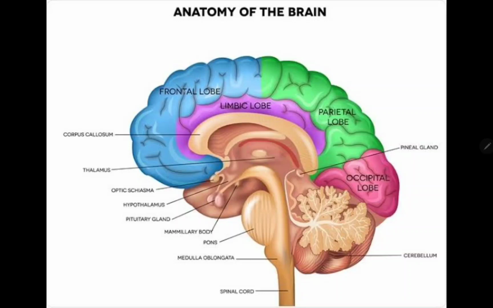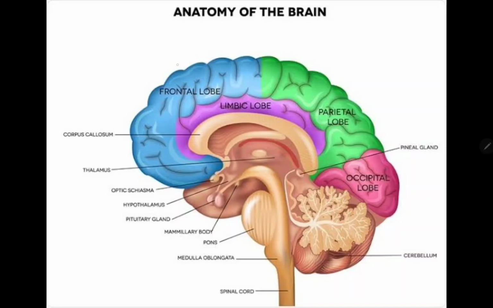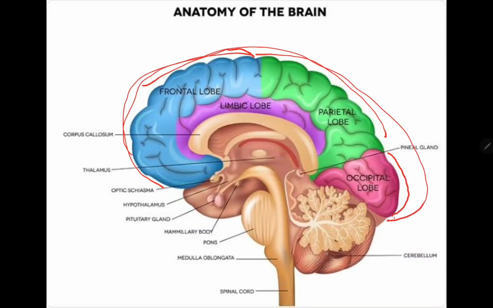Here you can see clearly, this blue color region is the frontal lobe. This is your parietal lobe. This is the occipital lobe. And the whole structure is your cerebrum. And this structure, the lower portion, you can see clearly. This is a tree like structure. This is your cerebellum. This is your cerebrum, which is divided into regions: frontal, parietal and occipital. And this is your cerebellum.